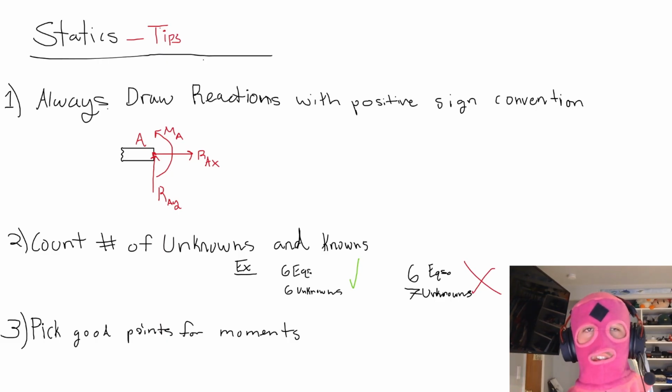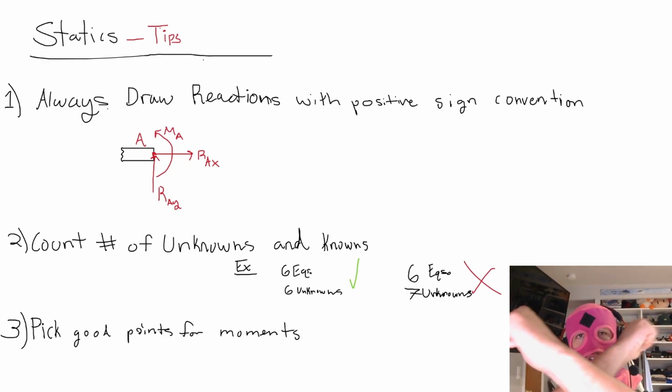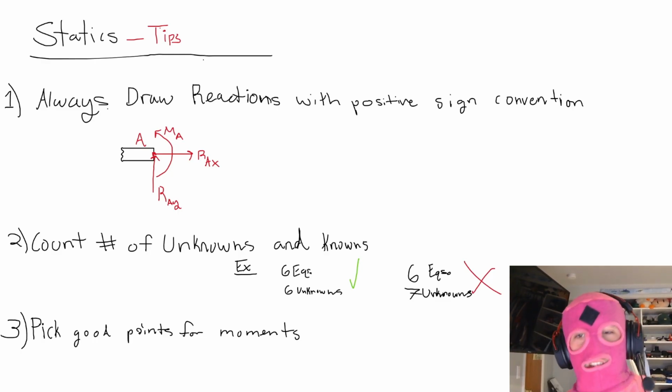Count the number of unknowns and knowns. This is really useful for solving when you get into big problems where you need to know if it's even a possible system of equations. 6 unknowns, 6 equations. Check. 6 equations, 7 unknowns. That is statically indeterminate. That's what we like to call it, and you'll have to use numerical methods or make assumptions. One of the two. Or some cursed stuff. I don't know. It's magic at that point. Pick good points for moments. I'll explain this actually in the next slide.